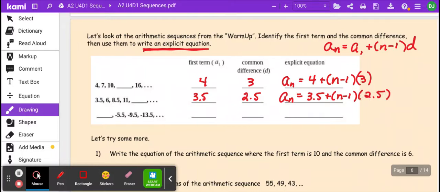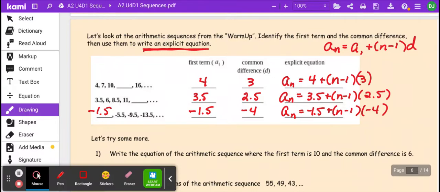Right, and then again, this one, I do need the first term. We figured out the first term is negative 1.5. And this time our common difference was negative. That's easy, right? Doesn't matter. And again, this formula is right here for you on the reference sheet. You will always get the reference sheet in class. Not going to ask you to memorize something you don't have to.